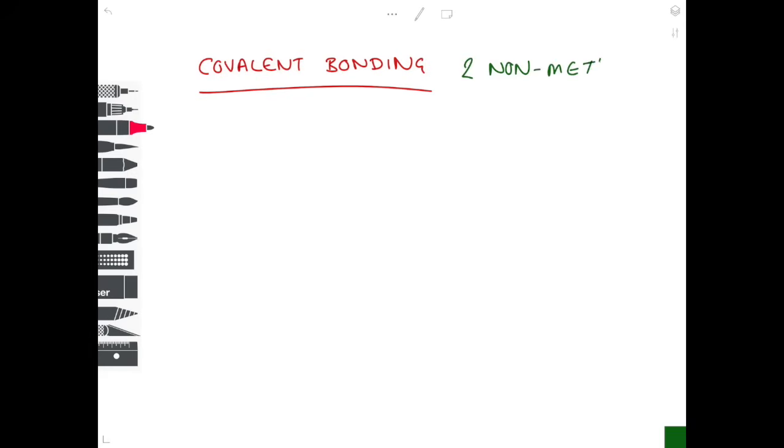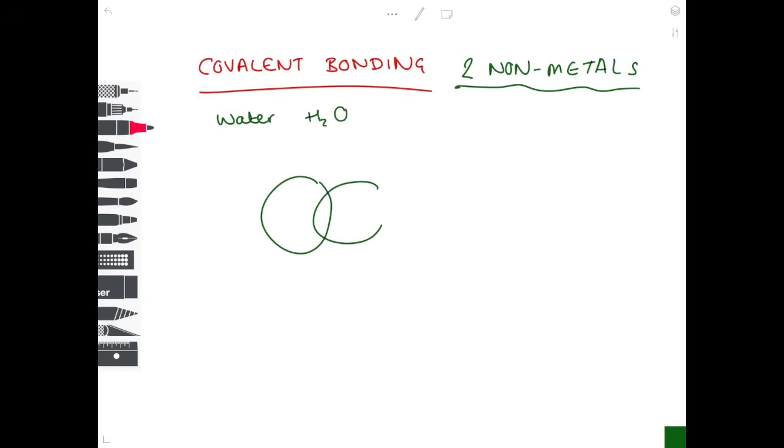Looking at covalent bonding now, we can see we're looking at 2 non-metals, so don't be tempted to draw an ionic bonding diagram. We're going to take a nice straightforward example to begin with, which is water, H2O. So we're going to have a central oxygen atom, 2 hydrogen atoms coming off the side, label the atoms, and then have a look in the periodic table and see how many electrons they have in their outer shell. And remember, that's given by their group number. So hydrogen has 1 electron in its outer shell. Oxygen has 6.